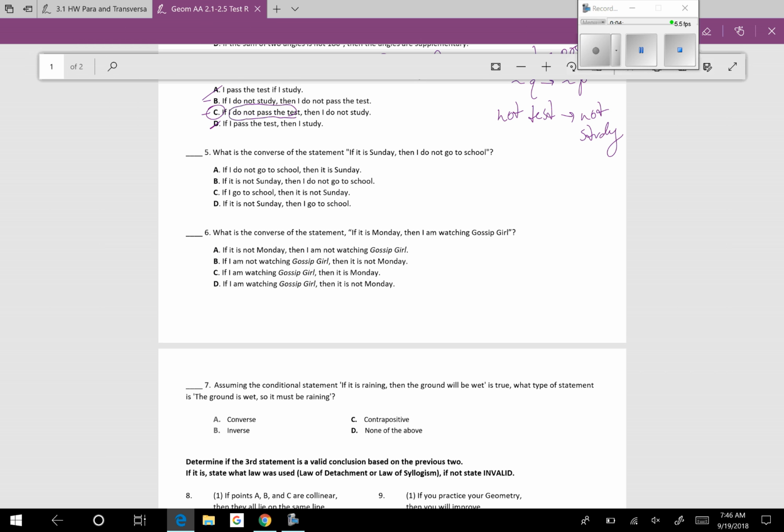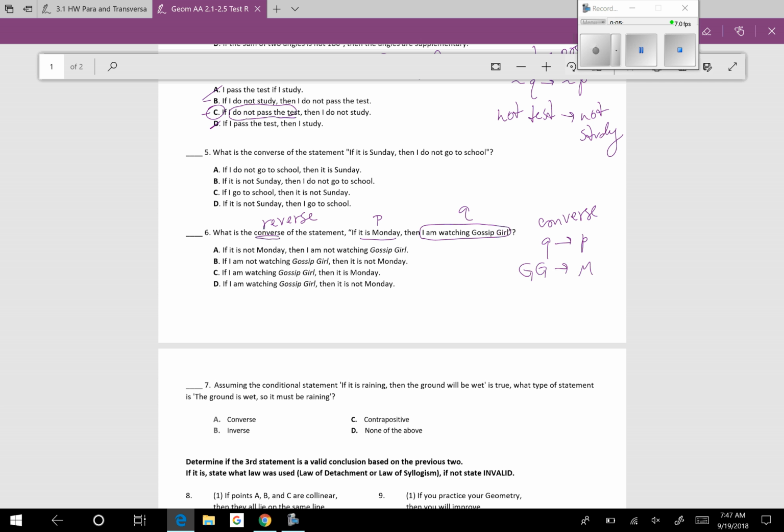Number 6. What is the converse of the statement? Remember, converse is like reverse. All you have to do is take P and Q and switch them. So let's find P and Q here. If it is Monday, that's P, then I am watching Gossip Girl. That's Q. For the converse, we want Q, then P. So we want them to say, if I am watching Gossip Girl, then it is Monday.